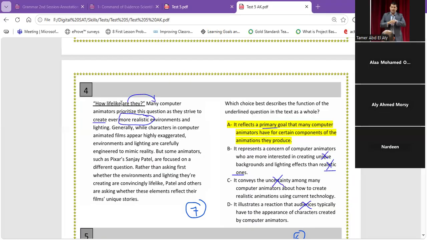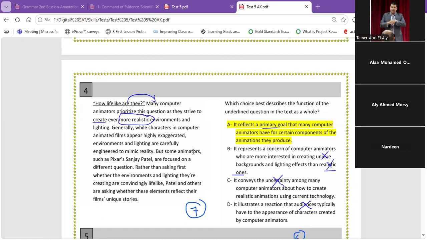This is not a concern. Or it can. Let's continue. Who are more interested in creating unique backgrounds and lighting effects than realistic ones? No, they need it to be more realistic, not to be less realistic. They need it to be realistic.